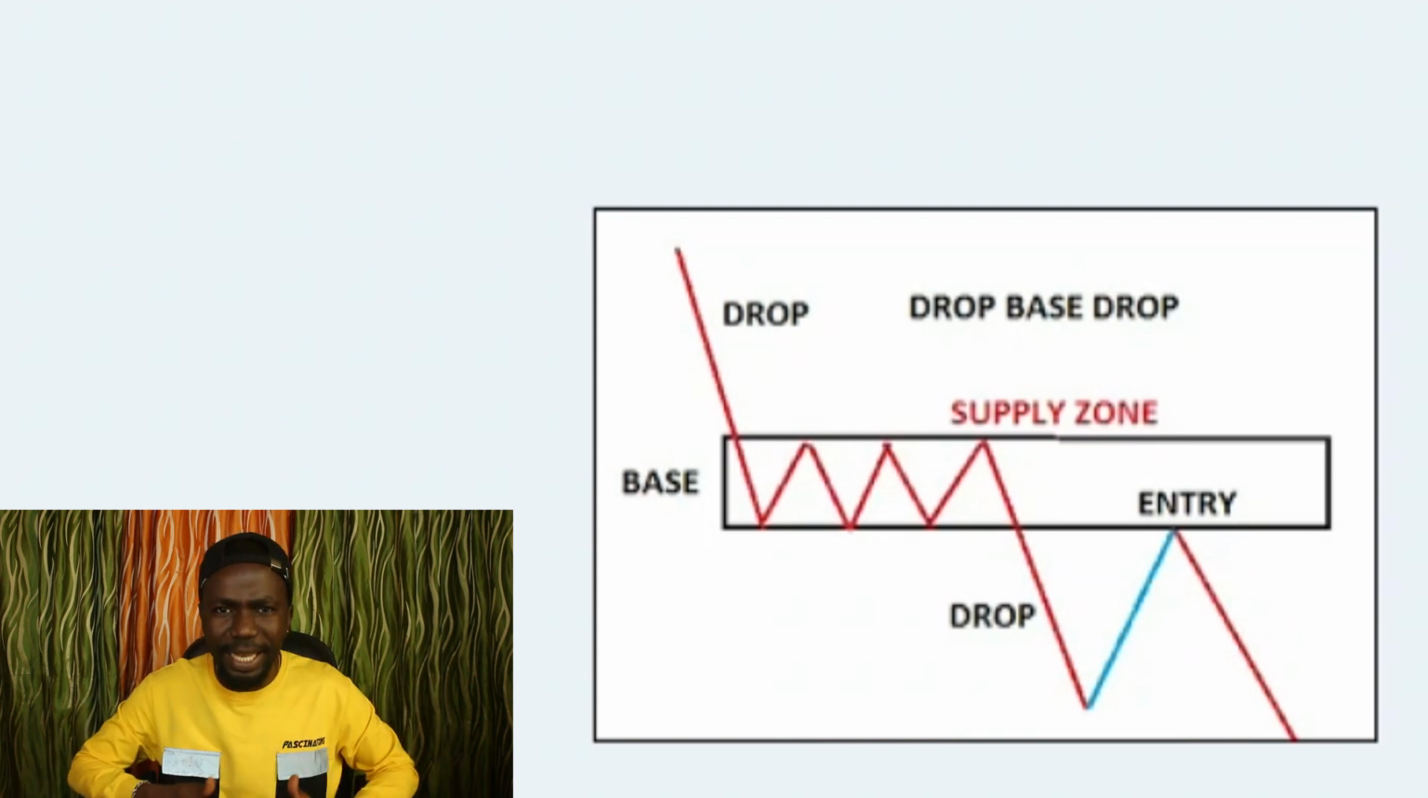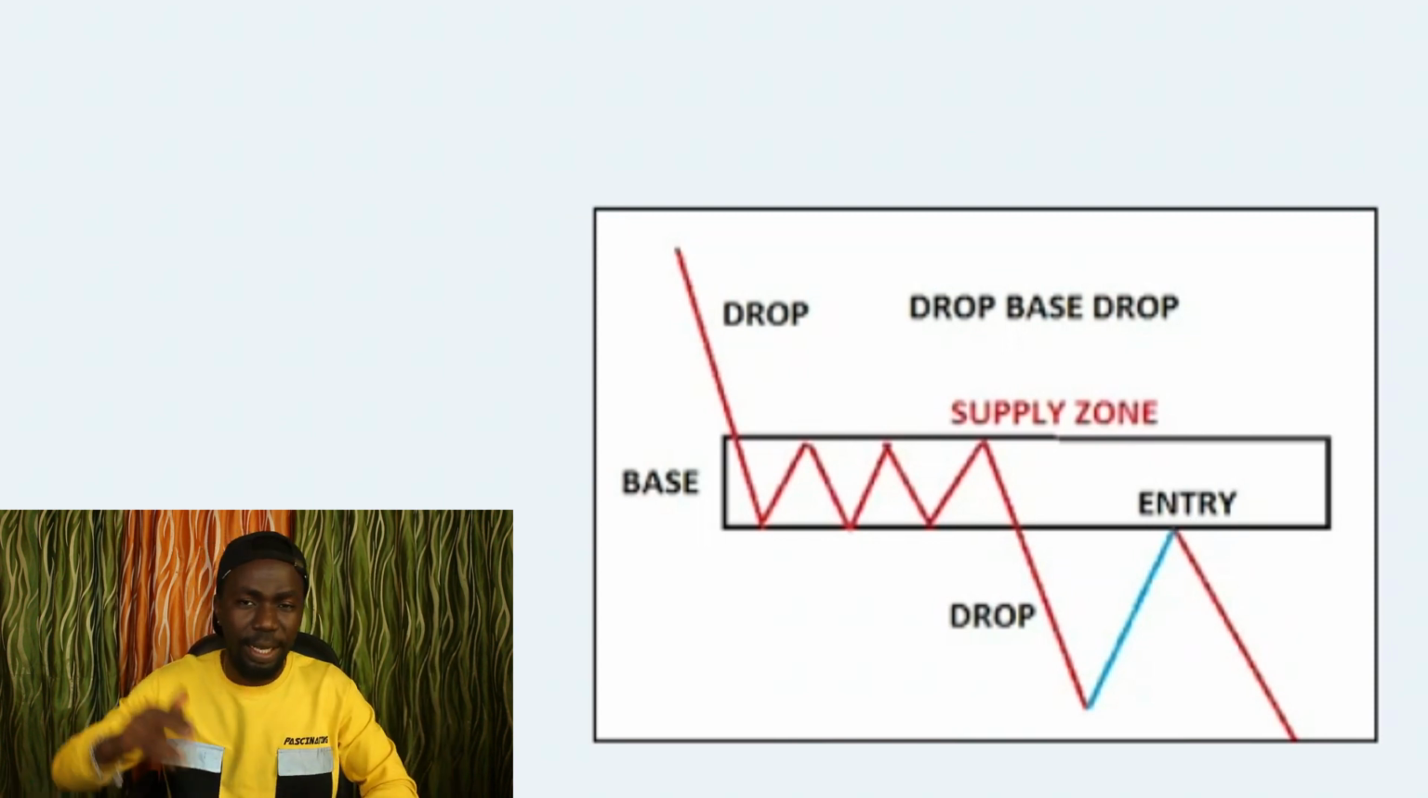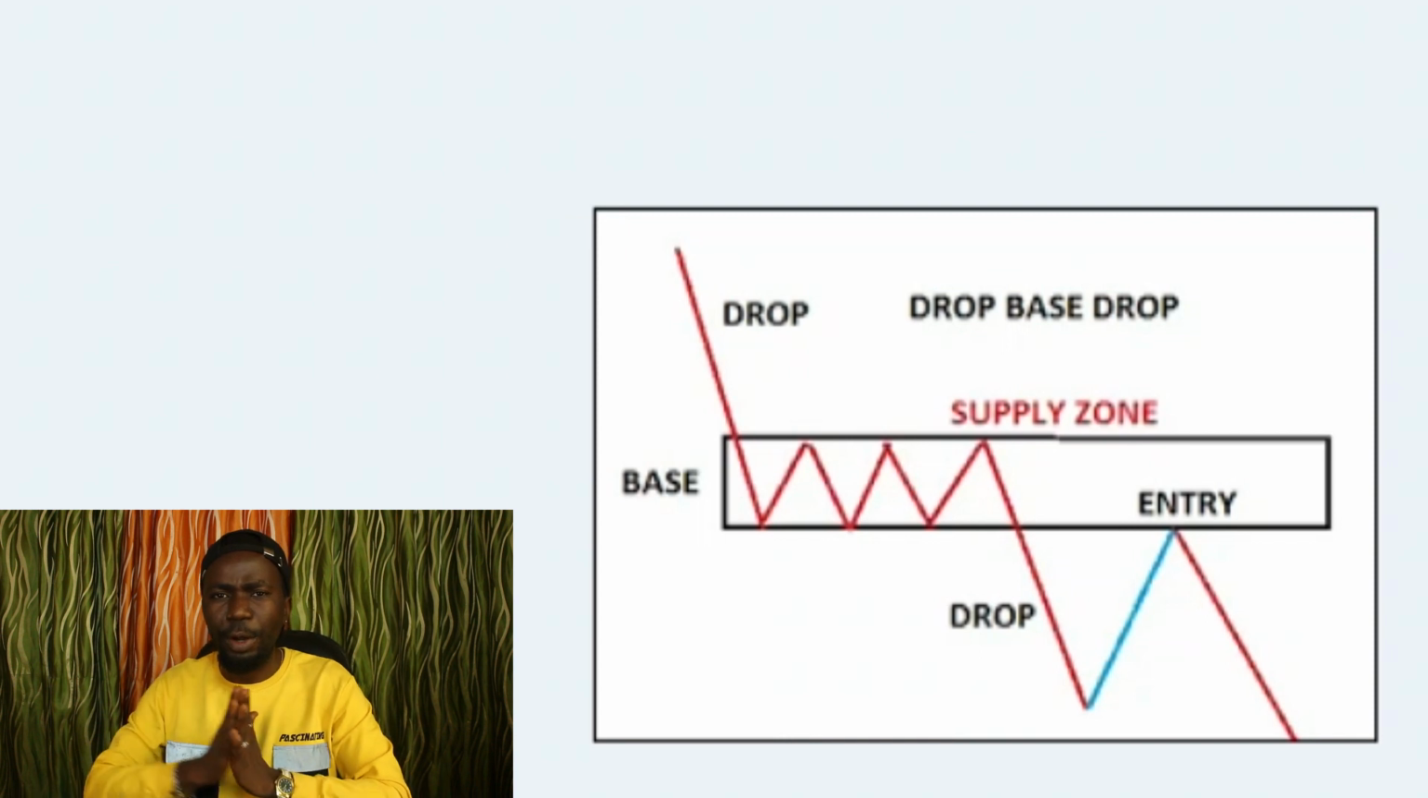So the price was going down, makes a consolidation and then continues going down. We call it the drop base drop. So now let me give you an example on a live chart so that you understand what I'm talking about.